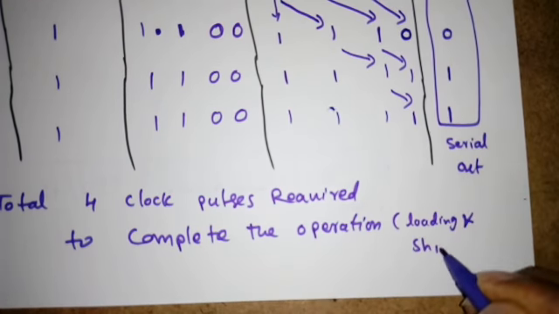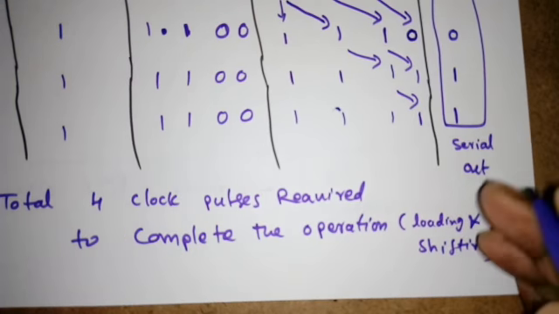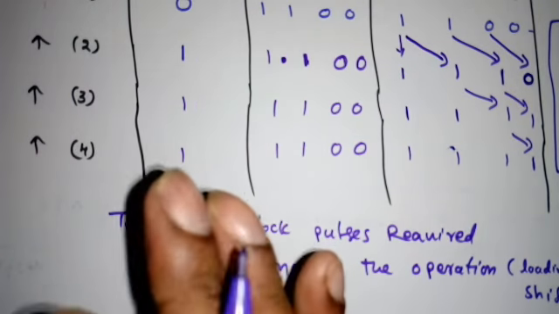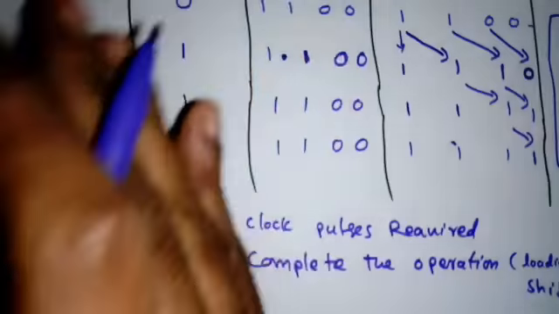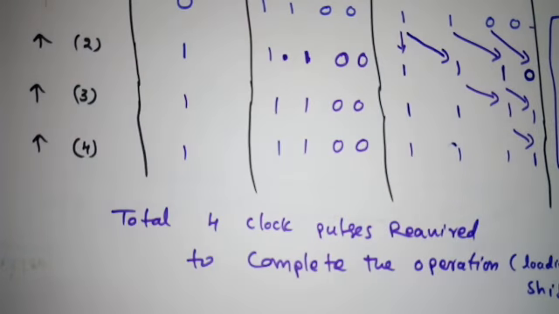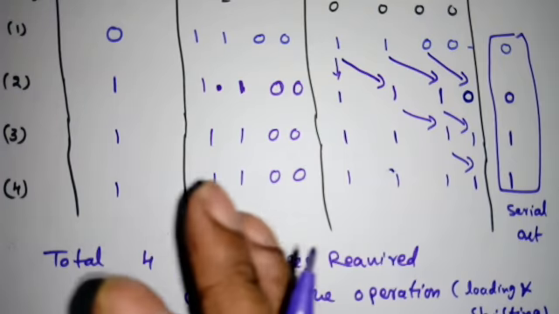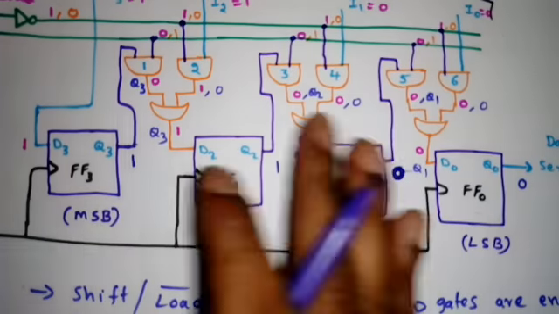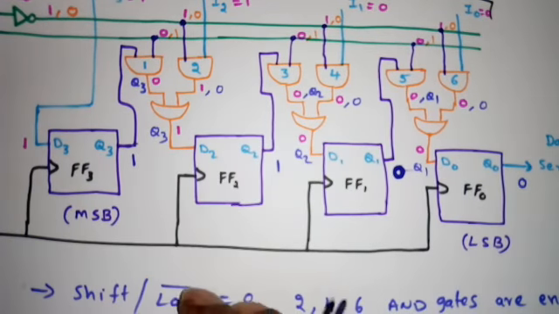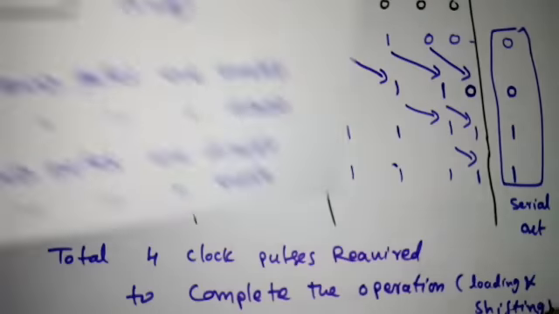If you observe the previous lecture, we discussed the serial in parallel out shift register. There also we required only 4 clock pulses. So this is the operation of this 4-bit parallel in serial out shift register, and this is the logic diagram. If you have any doubt, please post a comment.